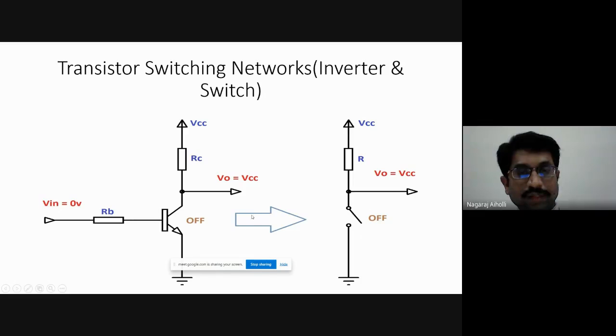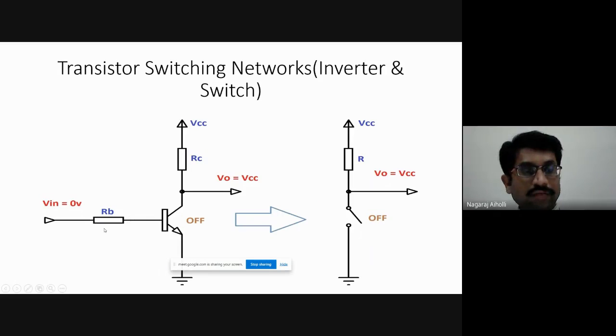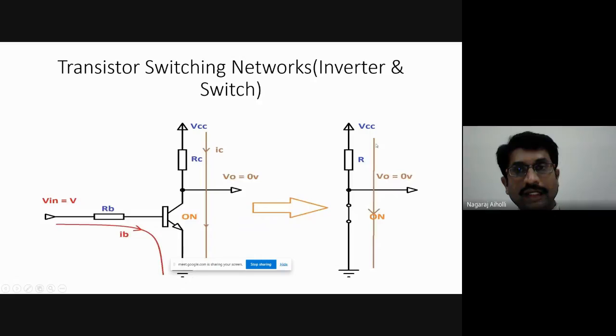That is, when the input voltage is high, transistor is in on state, output voltage will be 0 volts, switch is closed. Next condition, when Vin equals 0 volts, transistor is in off state, output voltage is high, and the switch is in off state or open circuit condition. So this is how, students, the transistor acts like an inverter and also as a switch. This is what is called transistor switching networks. That means the transistor can be used as a switch and also as an inverter.